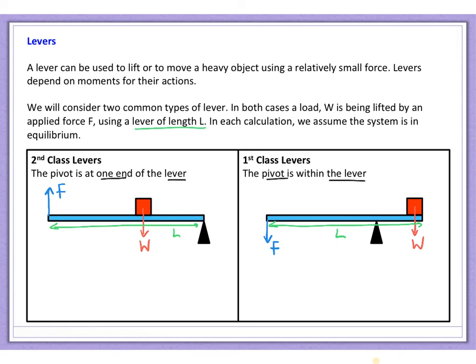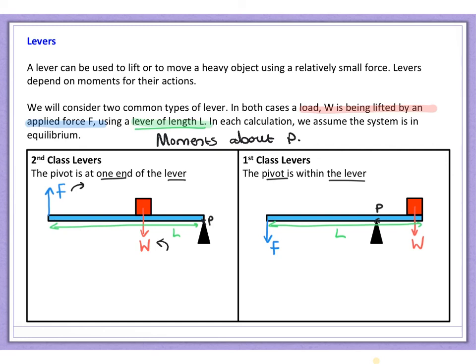Now, let's go through each example. So in both cases, we're going to take moments about the pivot, which we'll call P. Now, the system is in equilibrium, so that means that the moments must be balanced. Let's have a look at the diagram on the left-hand side. So this force F is going to produce a clockwise moment. This force W is going to produce an anti-clockwise moment. We know total anti-clockwise moments equal total clockwise moments.